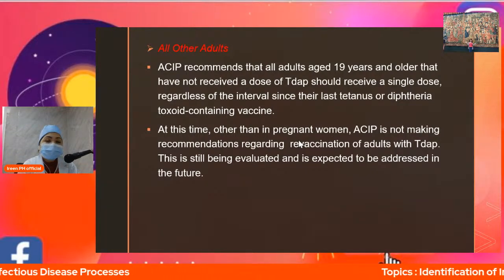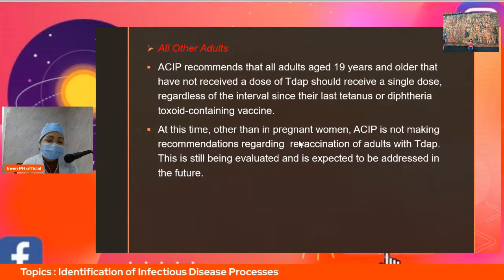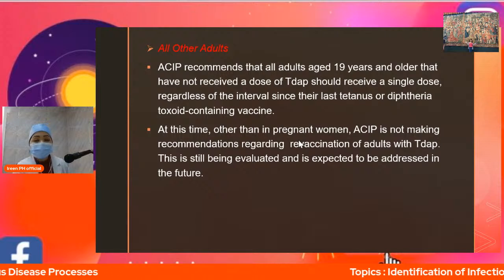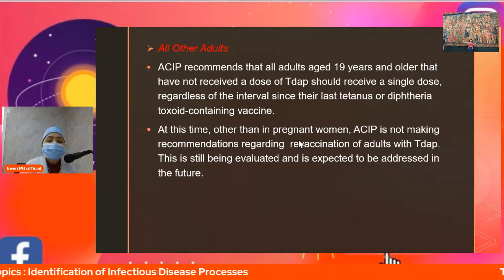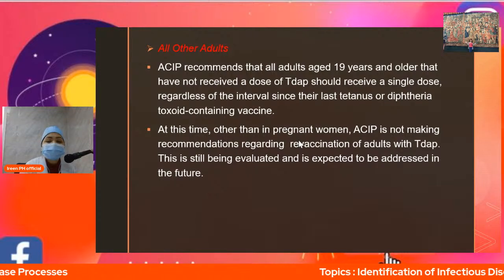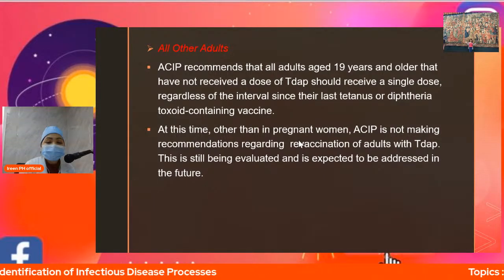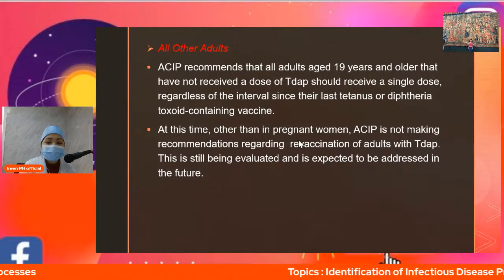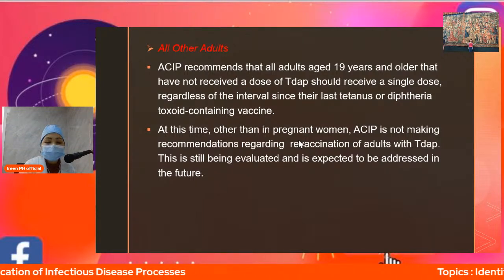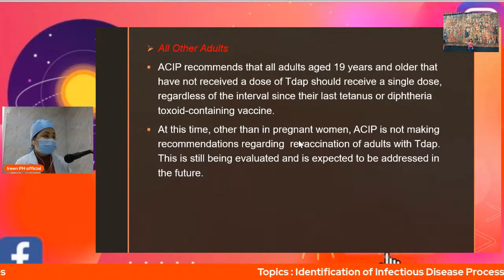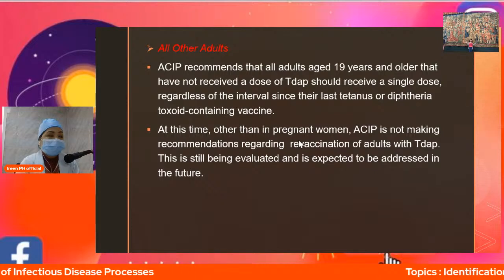For all other adults, the recommendation is that all adults aged 19 years and older who have not received a dose of Tdap should receive a single dose, regardless of the interval since their last tetanus or diphtheria toxoid-containing vaccine. At this time, other than for pregnant women, ACIP is not making recommendations regarding repeat vaccination of adults with Tdap. This is still being evaluated and is expected to be addressed in future.